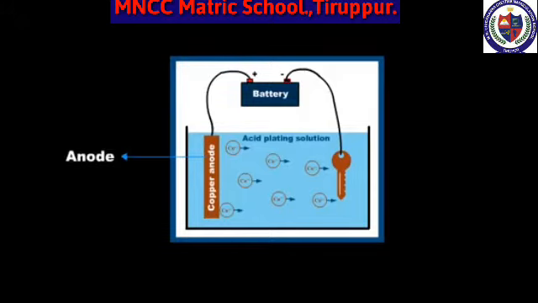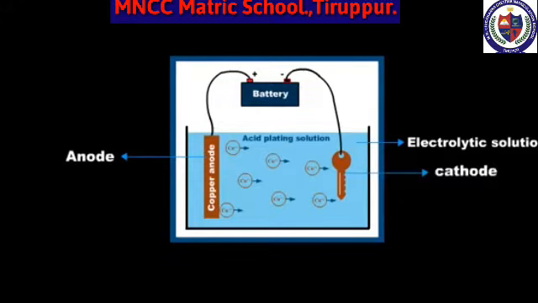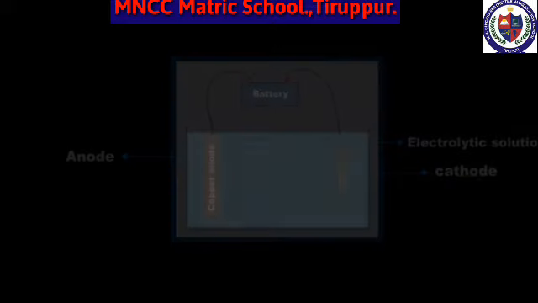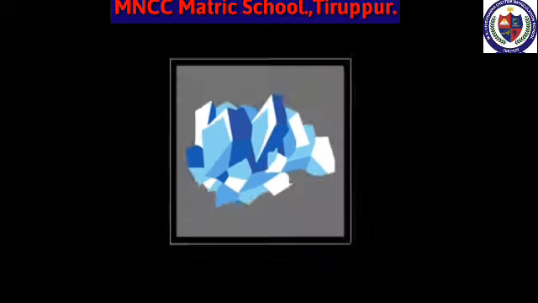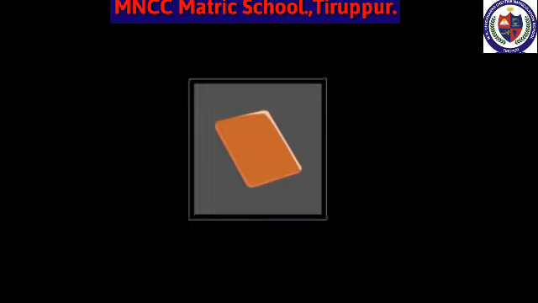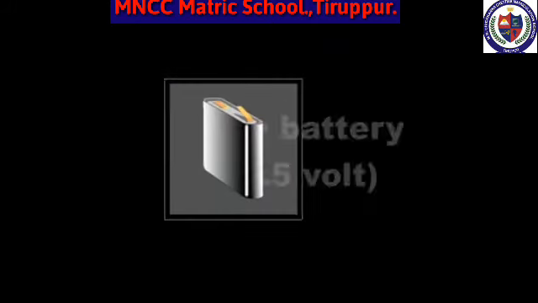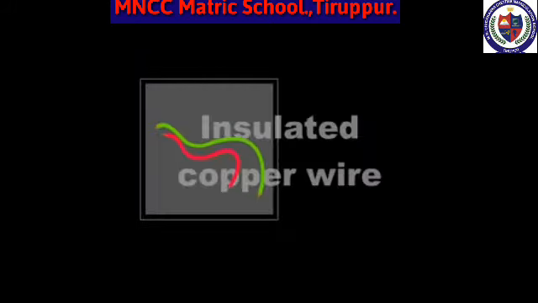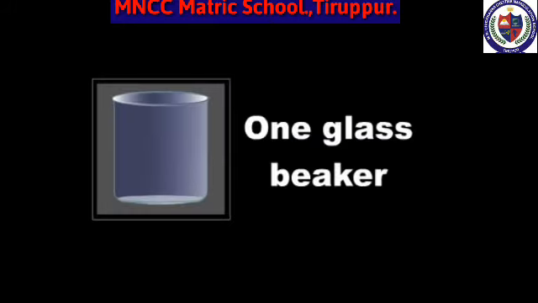In electroplating, the metal to be plated is used as the anode, the positive battery terminal. The electrolytic solution contains an ion derived from this metal. The material on which plating is to be done is the cathode, the negative battery terminal. Let us carry out the electroplating of a brass key with copper. The materials required are number 1, copper sulfate crystals, 1 copper strip, 1 brass nail, 1 battery 4.5 volt, insulated copper wire, 1 glass beaker.